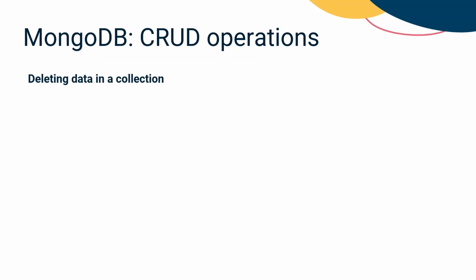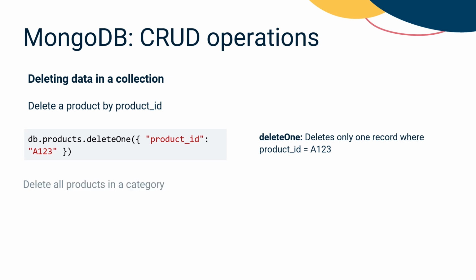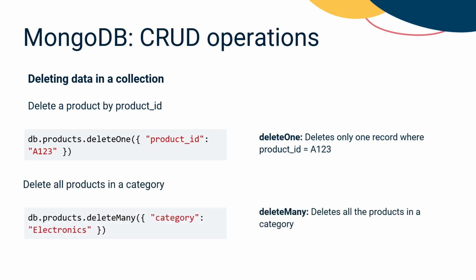Finally, let's find out how to delete data from a collection. Let's say you want to delete one product by product ID. deleteOne deletes only one record where product ID is equal to A123. To delete all the products in a category, use the deleteMany method.